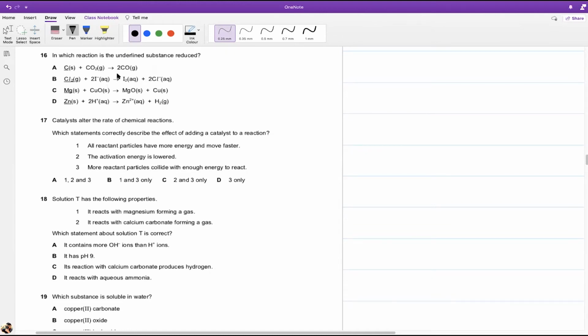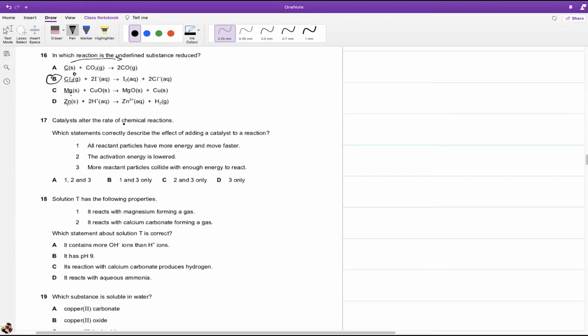Next, in which reaction is the underlying substance reduced? Okay, so what is being reduced? Let's see. Zinc is oxidized, magnesium is oxidized, chlorine is reduced because chlorine goes from 0 to -1. This is reduced. Carbon is oxidized again because carbon is getting oxygen. So yeah.